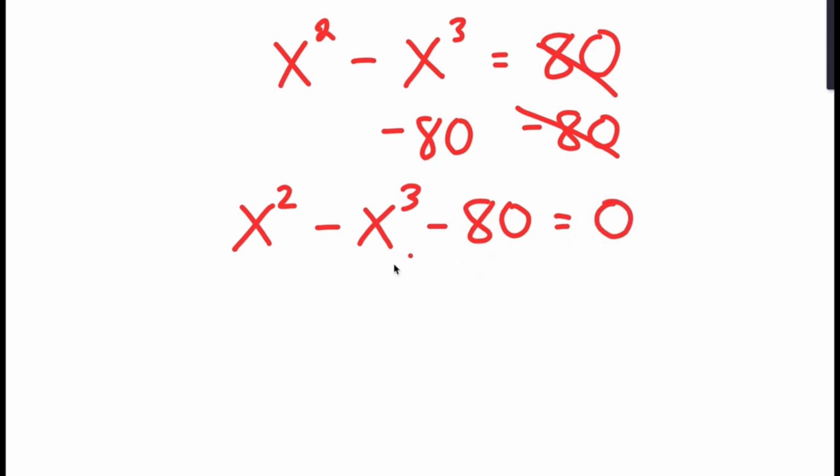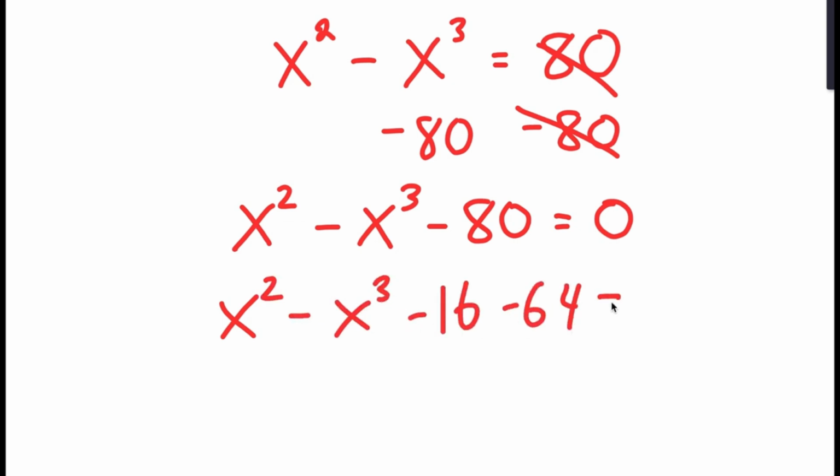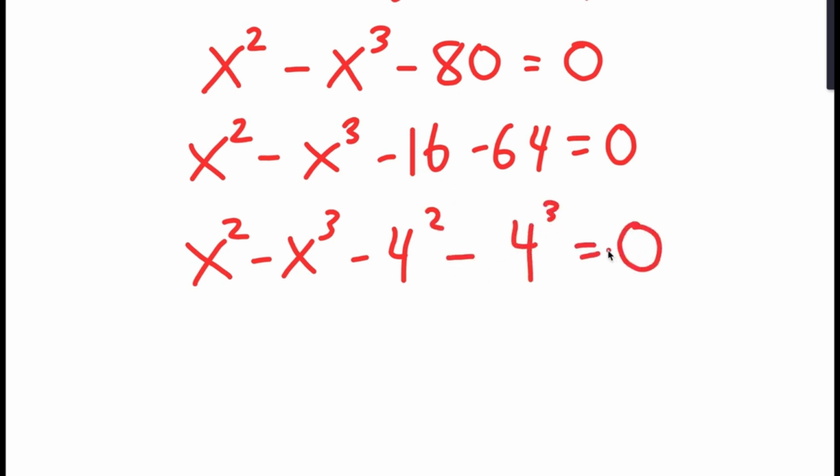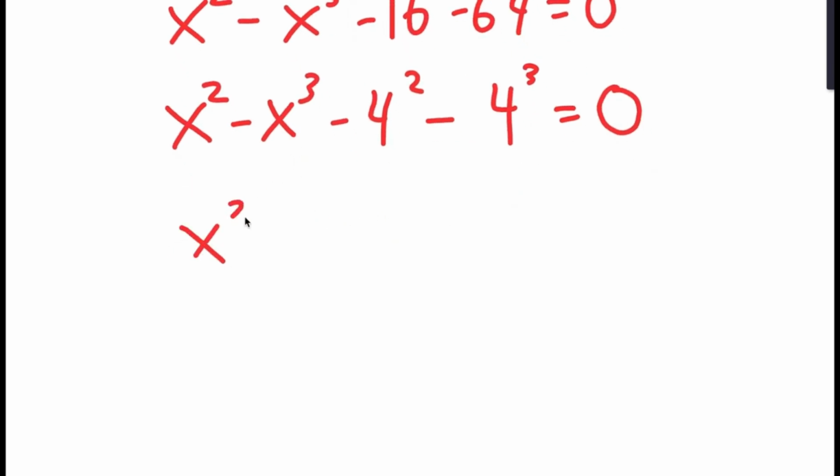Now from here, I'm going to replace negative 80, I should say, with negative 16 minus 64. Now I'm going to first rewrite negative 16 as negative 4 squared and negative 64 as negative 4 to the power of 3. And I'm going to group x squared with negative 4 squared and x to the power of 3 with negative 4 to the power of 3.